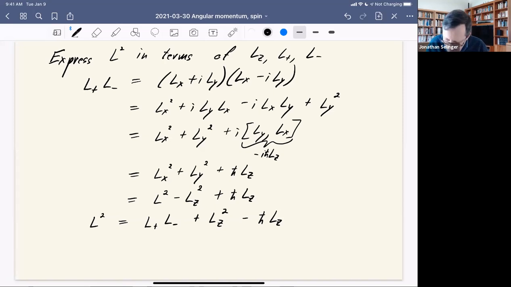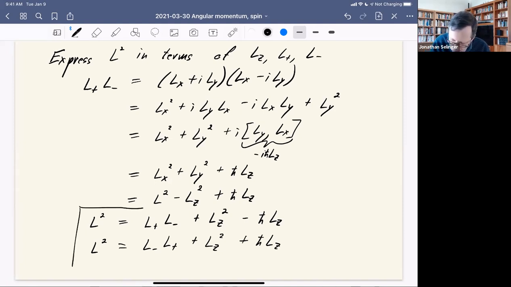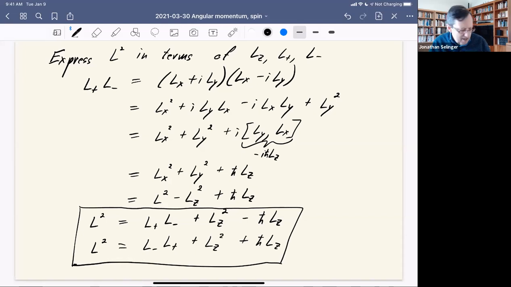Right? There is also a second way. If we had put the L plus and the L minus in the opposite sequence, the same argument gives us L squared is L minus L plus plus LZ squared plus H bar LZ. So this is a second way of expressing L squared in terms of LZ, L plus, and L minus.